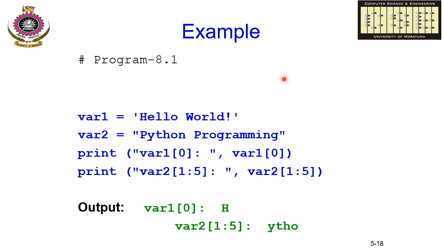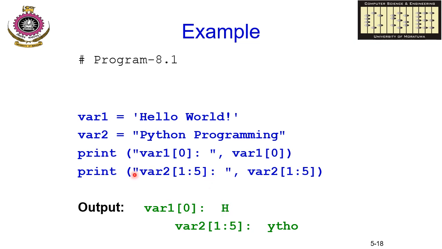Here's another simple example. We have two string variables, var1 and var2. var1 has 'Hello World' and var2 has "Python Programming". There's a slight difference between var1 and var2 because var1 uses single quotes and var2 uses double quotes. In the first print line, we access an element: from var1 access the index 0 item. What is the index 0 item here in var1? It will be H. So this is the expected output.